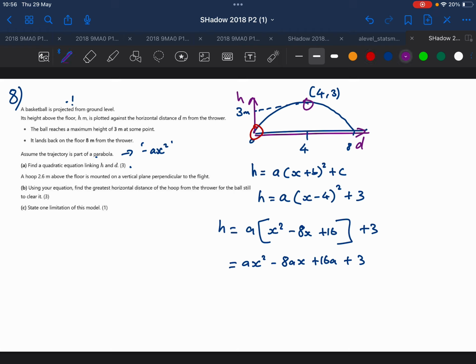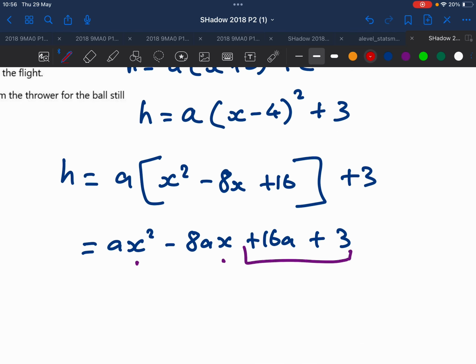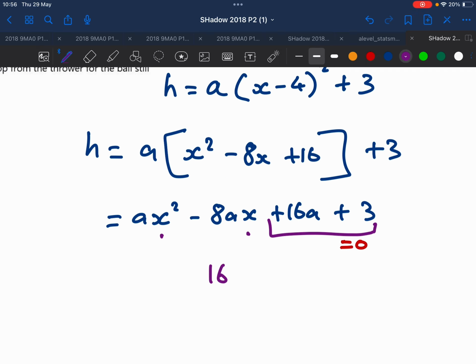Well, which bit is the C bit? It's this bit here, isn't it? So x squared x, no, x is on there. This bit here should be equal to 0 because it leaves from the origin. So if we just quickly do that one there, we can say that 16a plus 3 equals 0. So minus 3 over 16 is our a value.